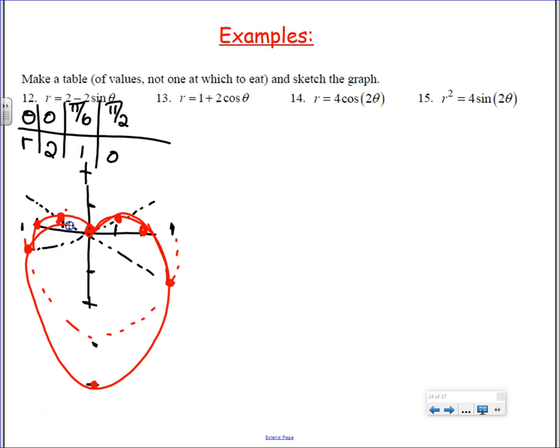Number 13. As soon as you see it, what should you guys be thinking? It looks like a limaçon. There can be an inner loop. The radius can be negative. Why is that helpful? Because of the negative 1, so I'm probably going to have an inner loop.